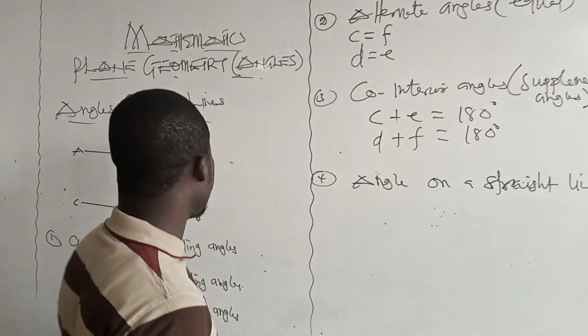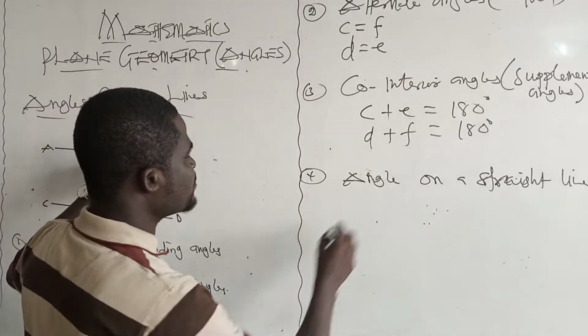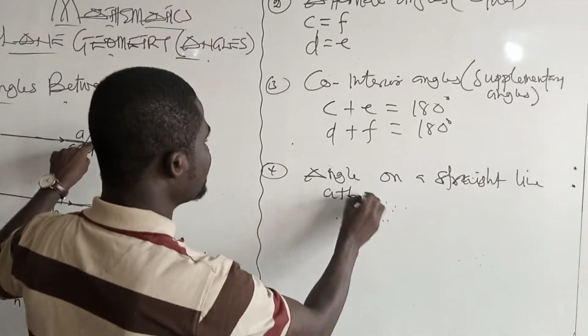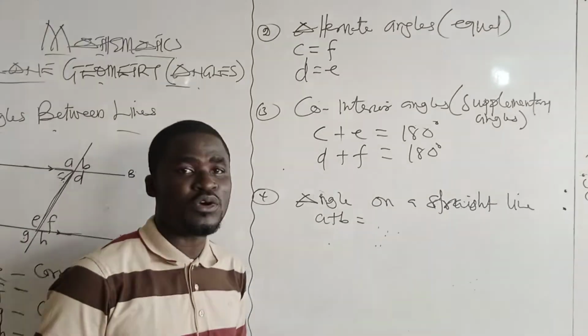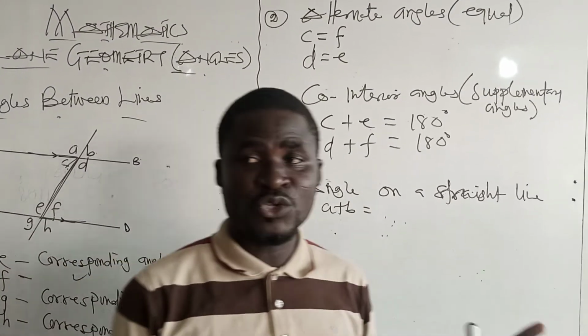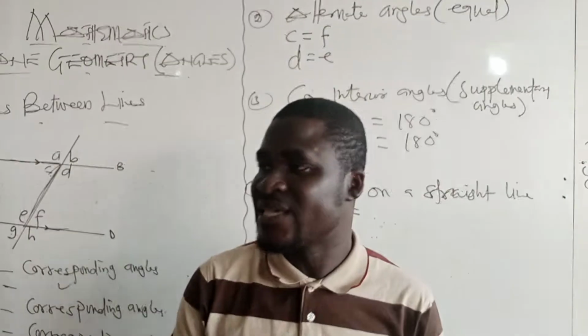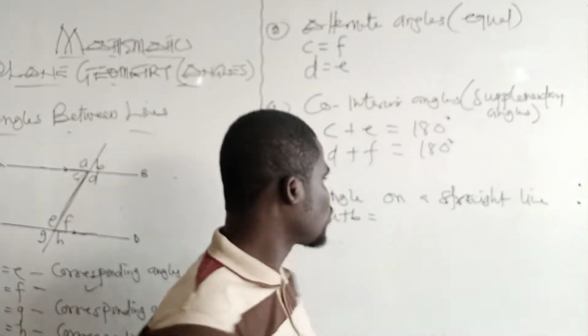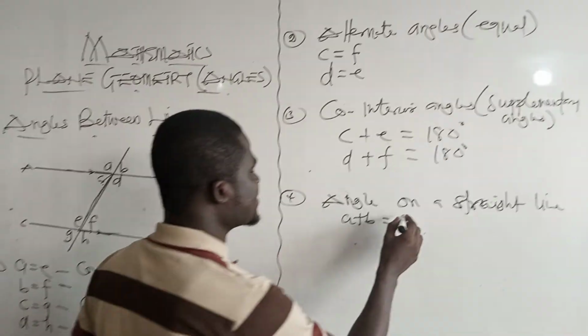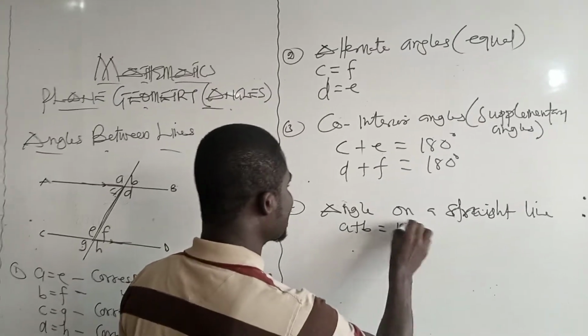Angle on a straight line, we have A plus B. Now, angle on a straight line is equal to 180 degrees. So take note, they are not equal. They are equal to 180 degrees. So A plus B will give us 180 degrees.